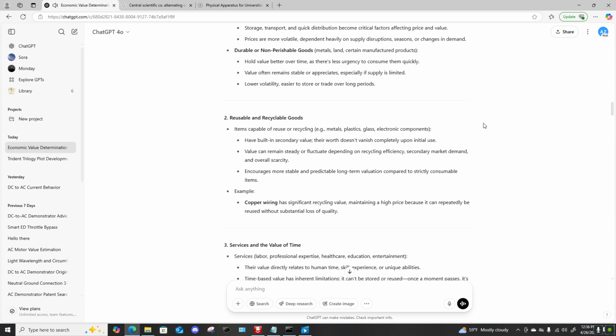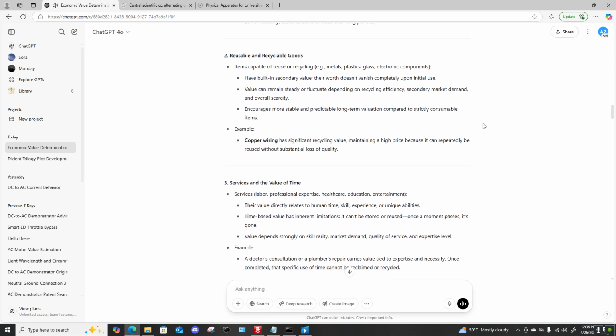2. Reusable and recyclable goods. Items capable of reuse or recycling, e.g. metals, plastics, glass, electronic components, have built-in secondary value. Their worth doesn't vanish completely upon initial use. Value can remain steady or fluctuate depending on recycling efficiency, secondary market demand, and overall scarcity. Encourages more stable and predictable long-term valuation compared to strictly consumable items. Example, copper wiring has significant recycling value, maintaining a high price because it can repeatedly be reused without substantial loss of quality.